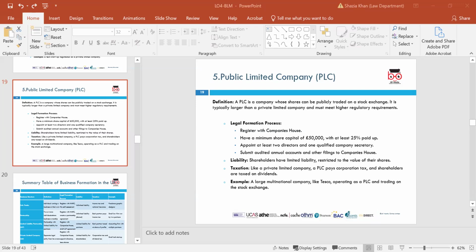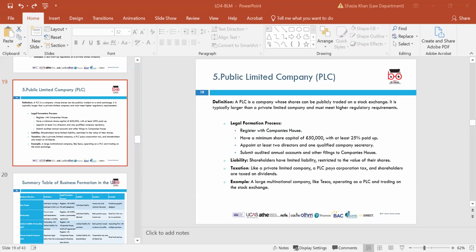For a PLC, the business has the ability to raise additional finance through share capital. Also, the shareholders have limited liability, and there are increased negotiation opportunities with suppliers in terms of bid prices, because larger businesses can achieve economies of scale.